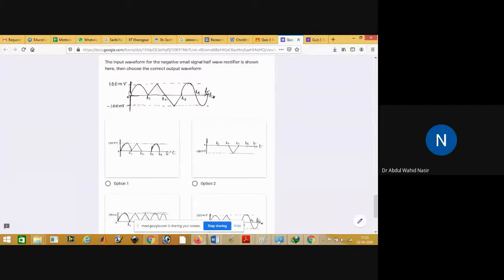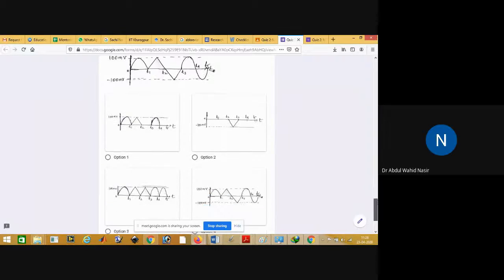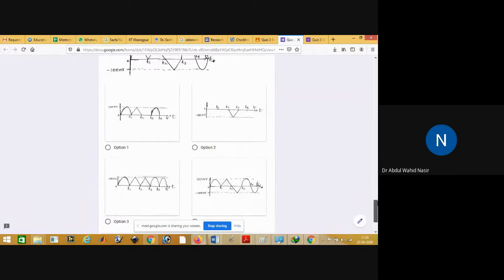for the time period from 0 to T2, your diode will be reverse biased and it won't conduct, so the output will be 0. Only for the time period T2 to T3 and T4 to T5 the diode will conduct, and the output will follow the same input. Here also for T3 to T4 the diode will not conduct, and the output will be 0. So as a result, what type of waveform will we get? Any response?